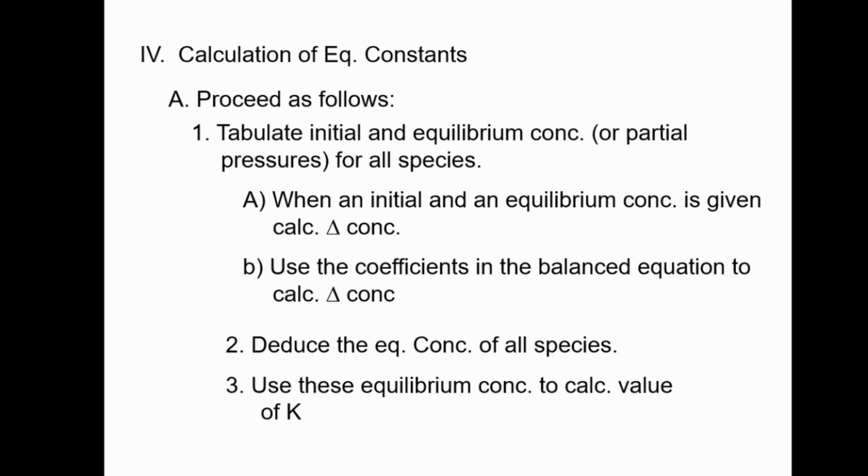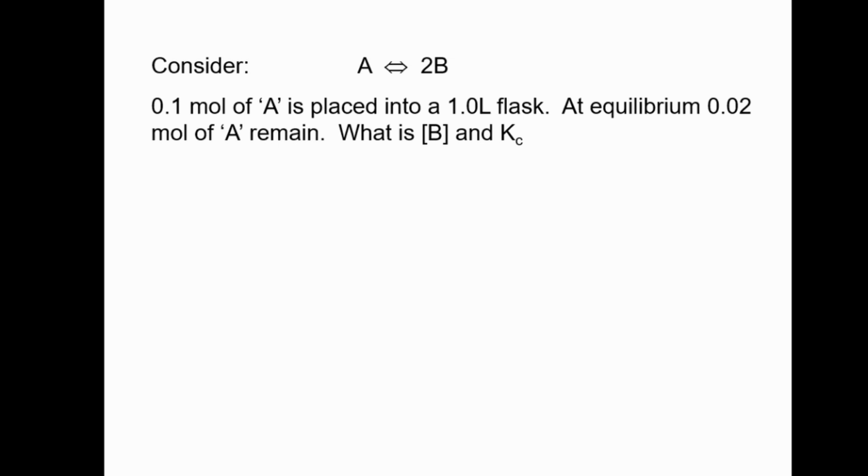If you just really like algebra and proving things to yourself, choose the one that's got a 3 in front of it to be X, and then you'll have fractions everywhere else. So number 2, deduce the equilibrium concentrations of all species. So here's an example, very similar to the other 2. A is in equilibrium with 2B.